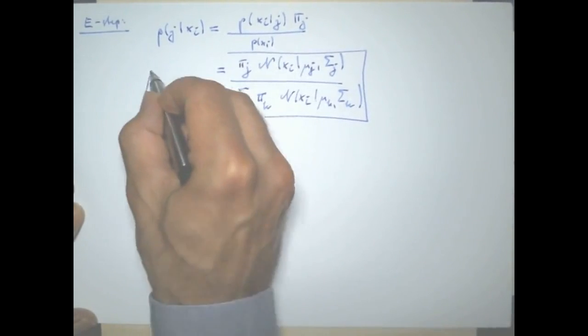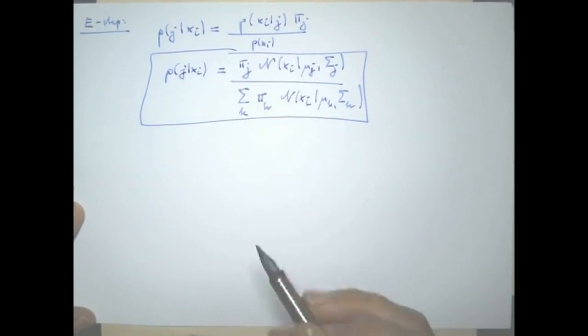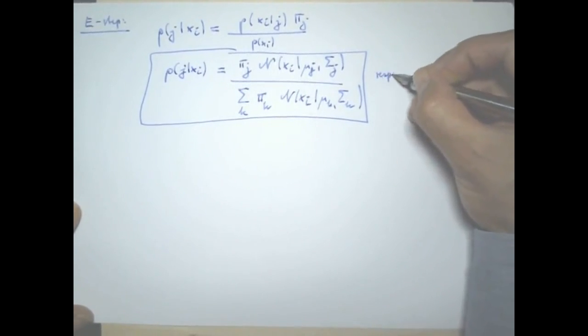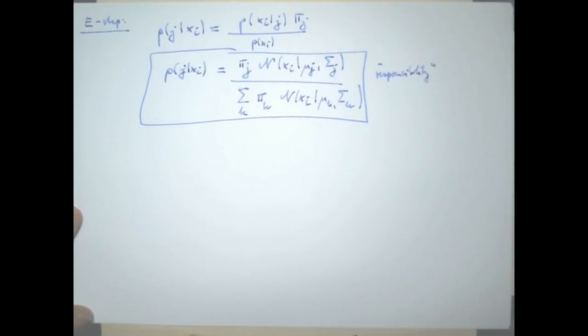So this would be the posterior probability, or the responsibility, that cluster j takes for observation number i.